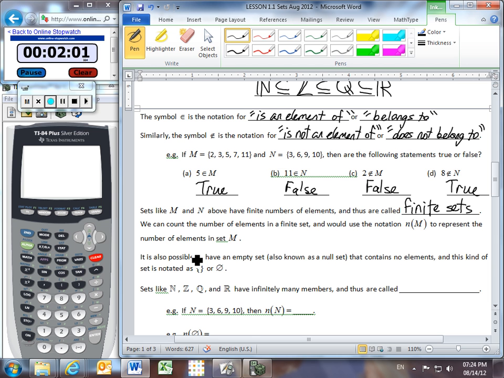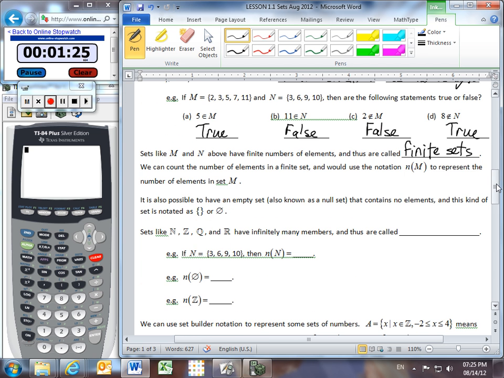It is also possible to have an empty set. That is to say, a set with absolutely no elements in it. This kind of set, otherwise known as a null set, so empty set or null set, has 2 different notations. We can show this with a set of curly braces with no elements in between them, or we can use this notation, a circle with a line through it. That is not a 0. A 0 is a number. This means there are no numbers at all, not even 0. It's completely empty.